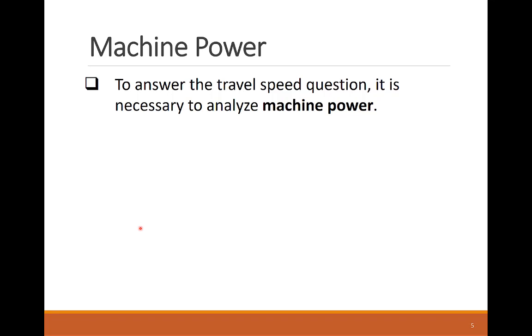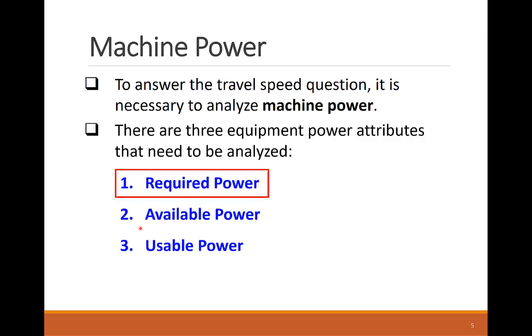To answer this common speed question, we'll need to learn about the following three equipment power attributes: the required power, available power, and usable power. In this video, we'll focus on the required power.